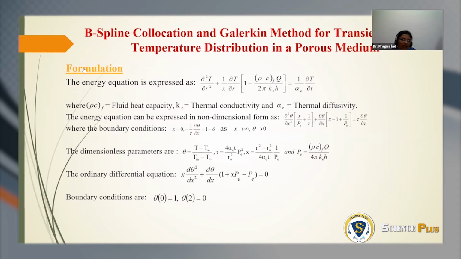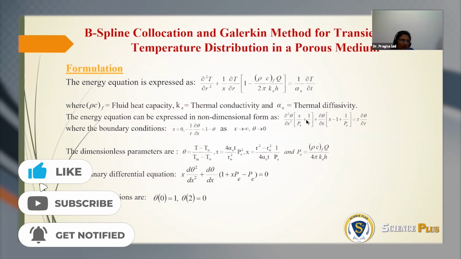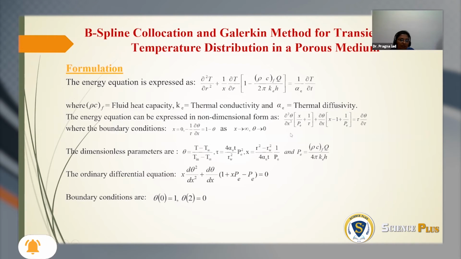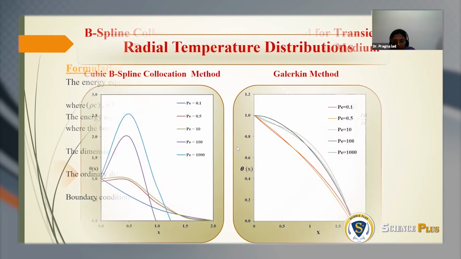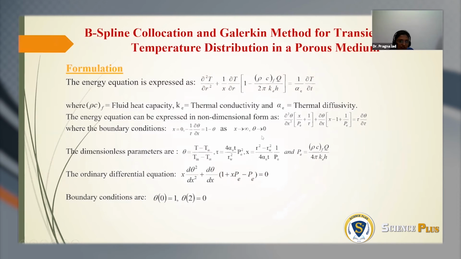Now we get the energy equation, and it is expressed as del square T by del r square plus 1 by r del T by del r minus rho Cf Q by 2 pi K h del T by del r equals 1 by alpha e del T by del t. Here rho Cf is the fluid heat capacity, Ke is the thermal conductivity, and alpha e is the thermal diffusivity. Now, the energy equation can be expressed in non-dimensional form like this. This is the equation, and this is the boundary condition.